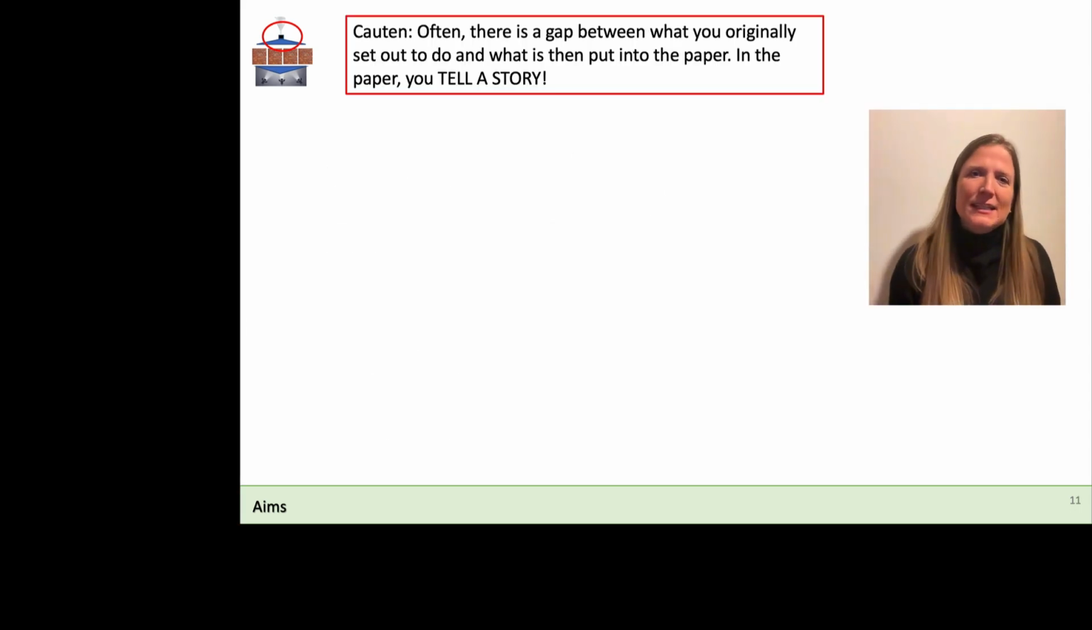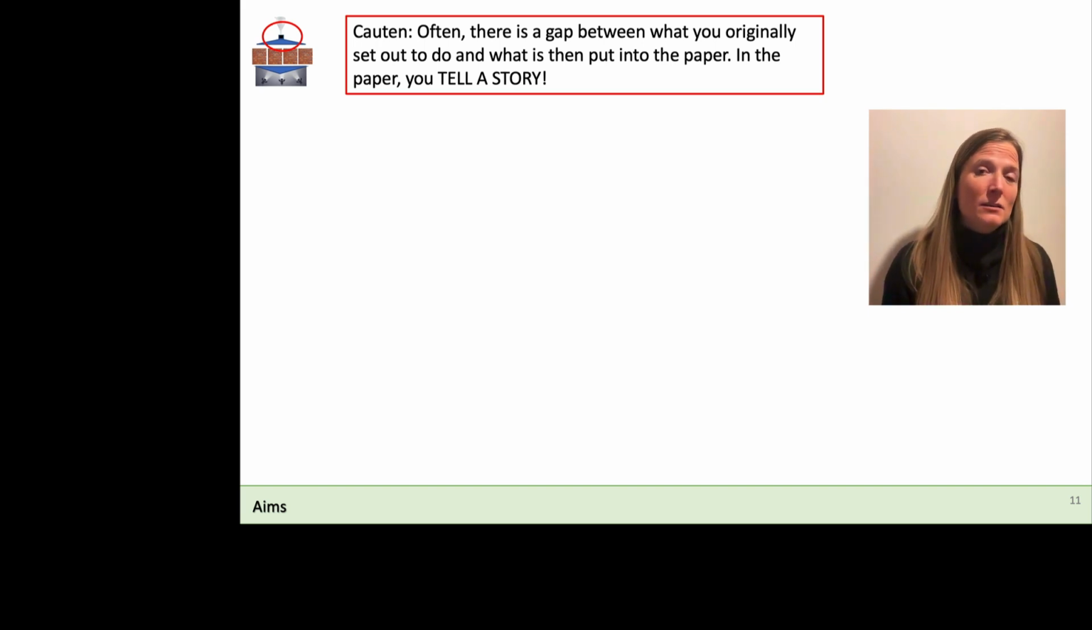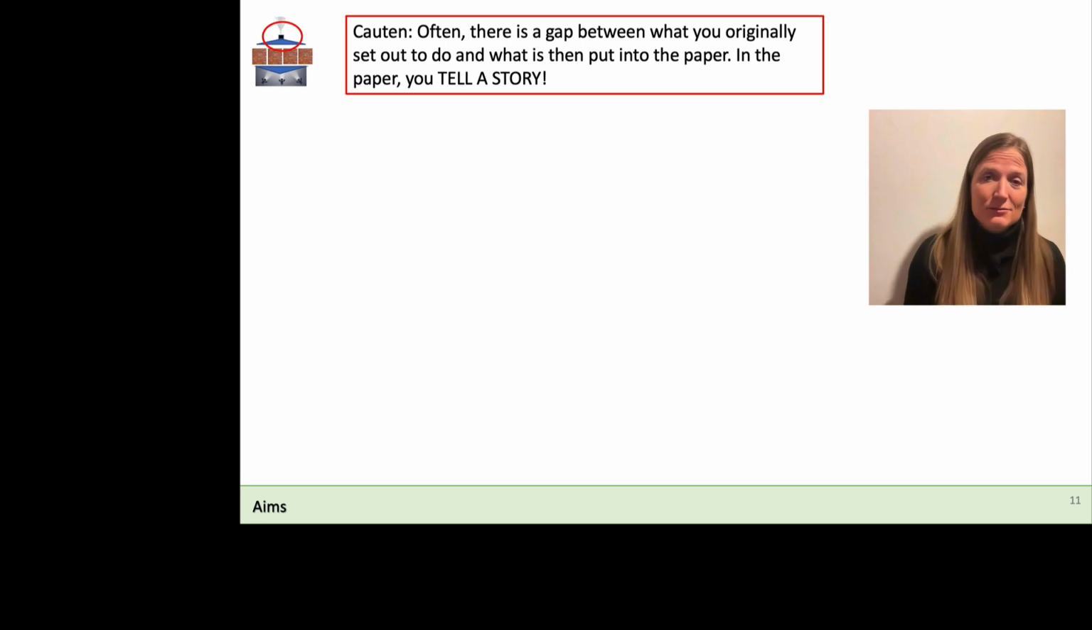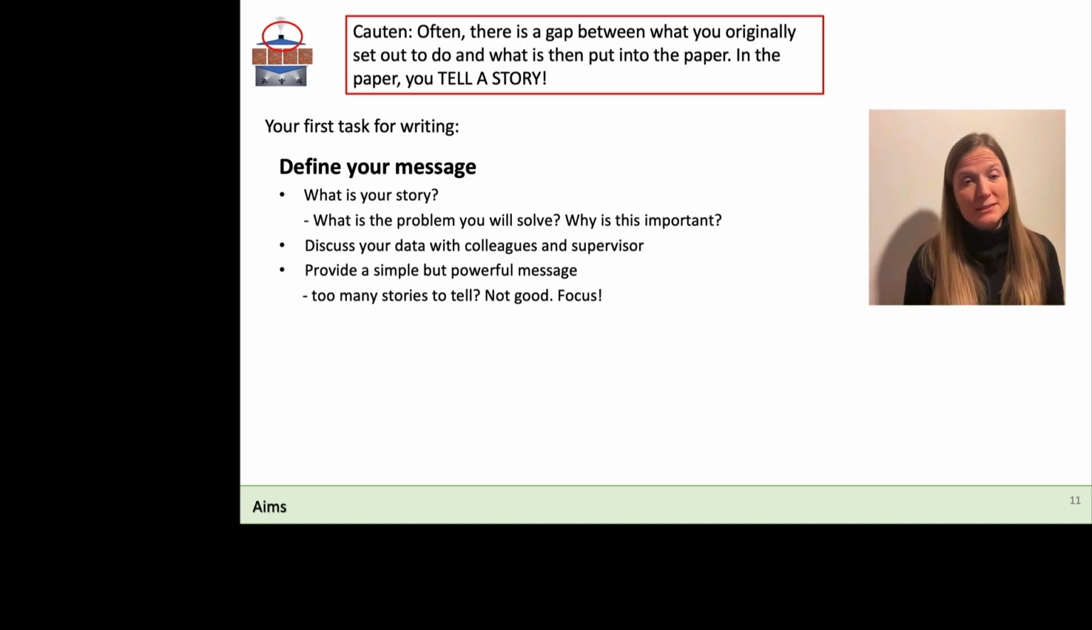Also, it can happen that there is a gap between what you originally set out to do and what is actually put into the paper. In the paper, you tell a story. This means that you don't necessarily tell it in the order that it really happened. Okay? So your first task for writing is now define your message.